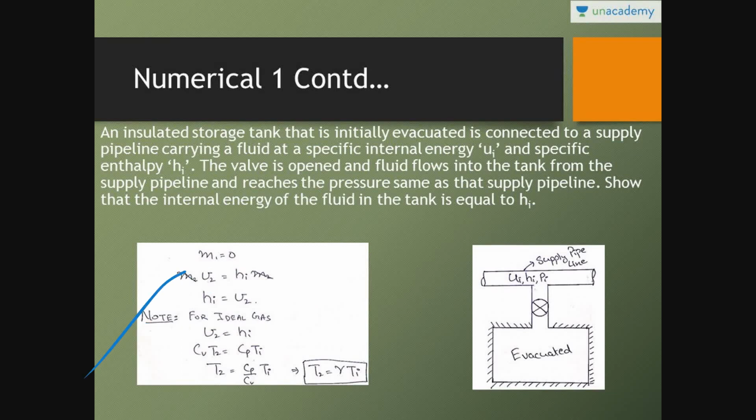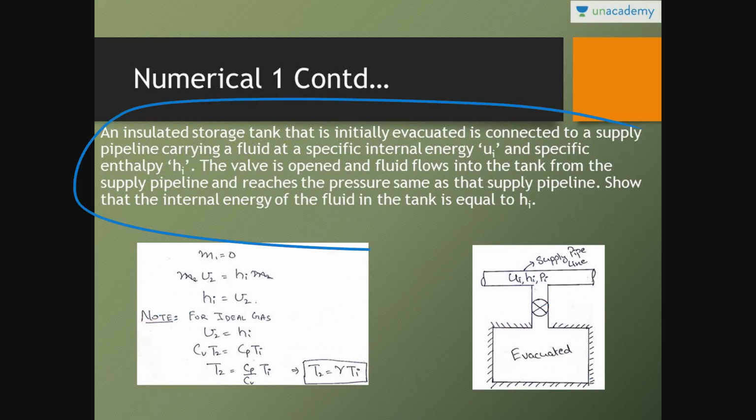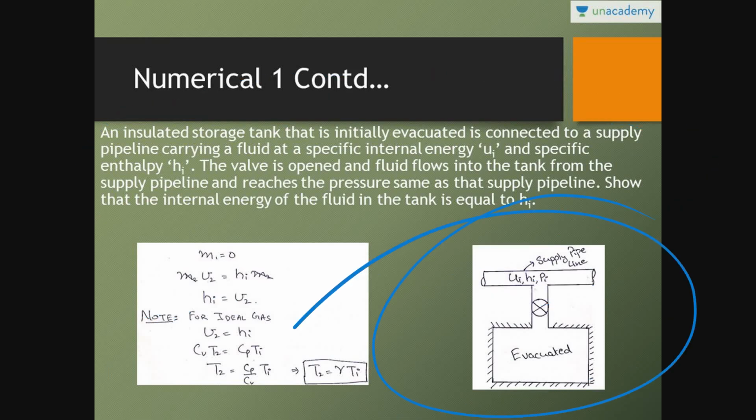Note, we know that for ideal gas, for internal energy we can write Cv into T2, for enthalpy we can write Cp into Ti. So T2 is equal to Cp by Cv times Ti, and T2 is equal to gamma times Ti. This particular term is very important. Just keep in mind this term, because many a times questions are asked in GATE examination. You have to solve this, and they give you the ideal gas condition, and they will say that the initial temperature Ti is, for example, 5 degrees Celsius. Find the final temperature. So you have to simply write T2 is equal to gamma times Ti.